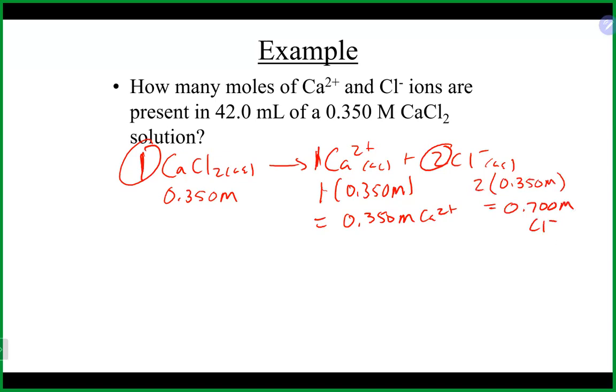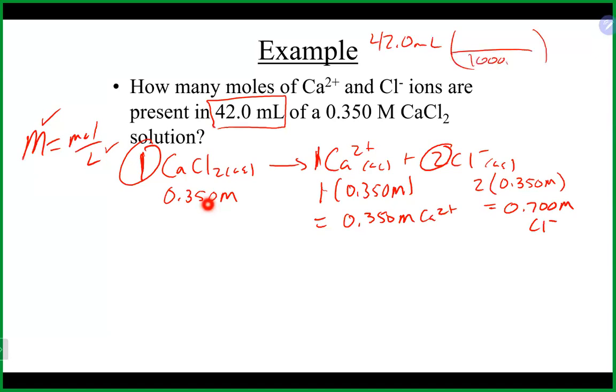Now that I have the concentration of each of the individual ions, I can use the molarity equation and figure out how many moles we have of each of them. Once again, molarity is moles per liter. So now that I have the molarity, I have the volume, which does need to be converted to liters. So we take our 42 milliliters, with 1,000 milliliters in a liter, and that gives us 0.0420 liters.